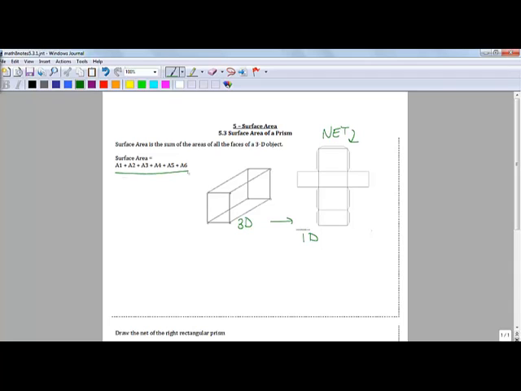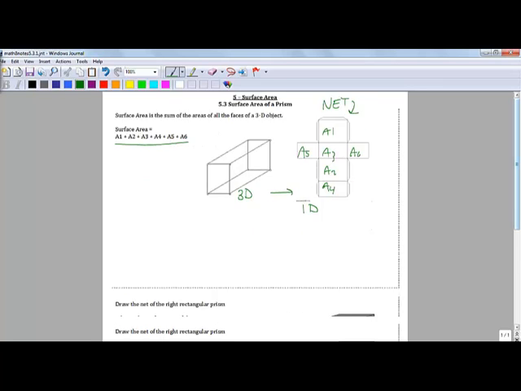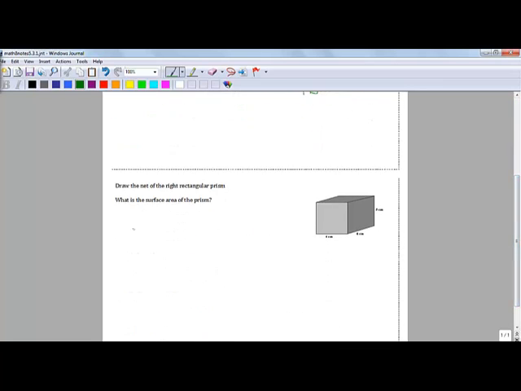Over on the left, you can see our formula for the surface area of a rectangular prism. It's the area of all those 6 sides, right? This is maybe A1, A2, A3, A4, A5, A6. You add them all up together. So let's try it. Now let's draw the net.